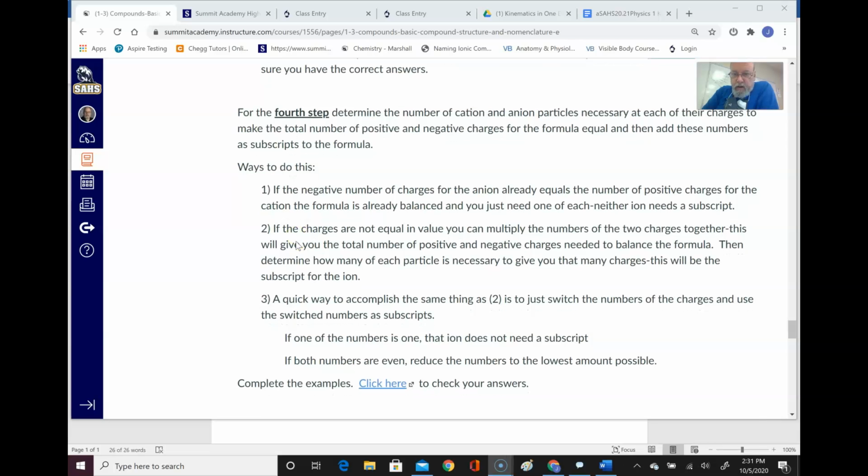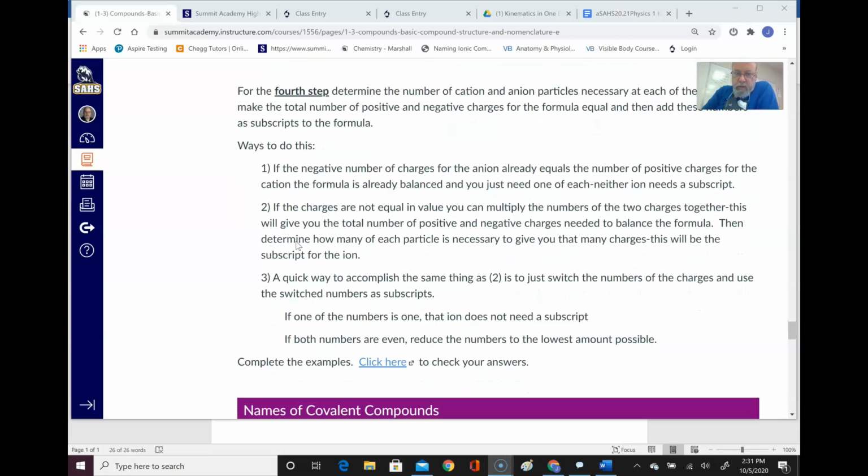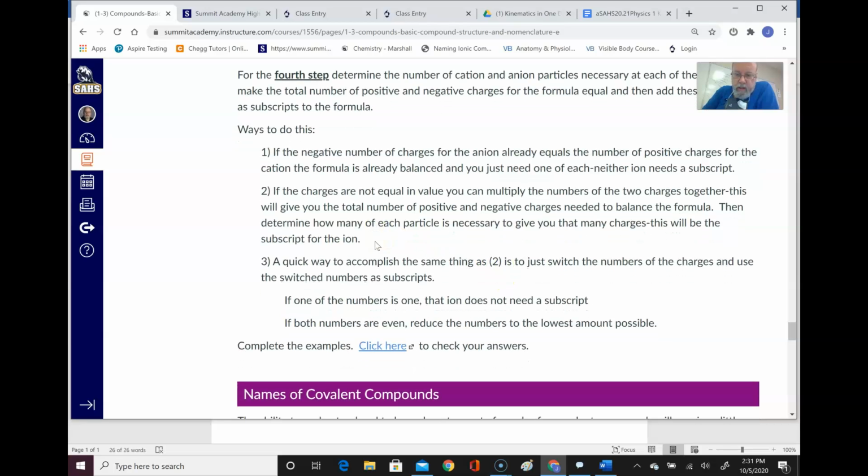If the charges are not equal in value, you can multiply the numbers of the two charges together. This will give you the total number of positive and negative charges needed to balance the formula, then determine how many of each particle is necessary to give you that many charges, and this will be the subscript for the ion. Now, a quick way to accomplish the same thing is just to switch the numbers. That's our trick, right? Switch the two numbers and use the switched numbers as subscripts.